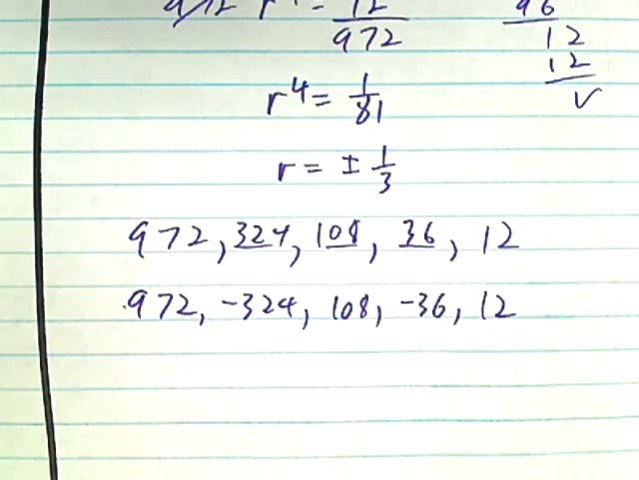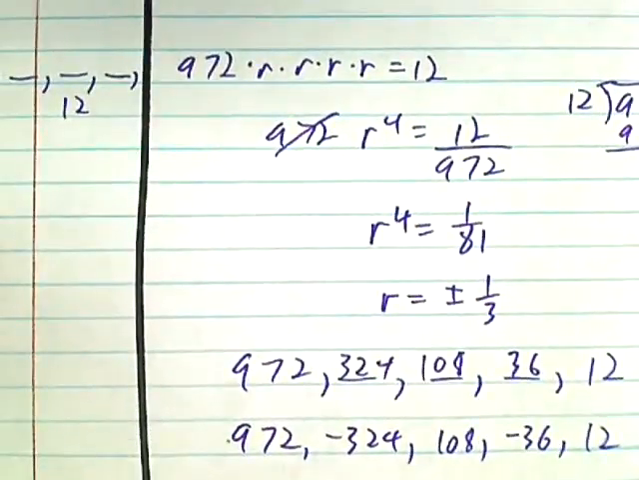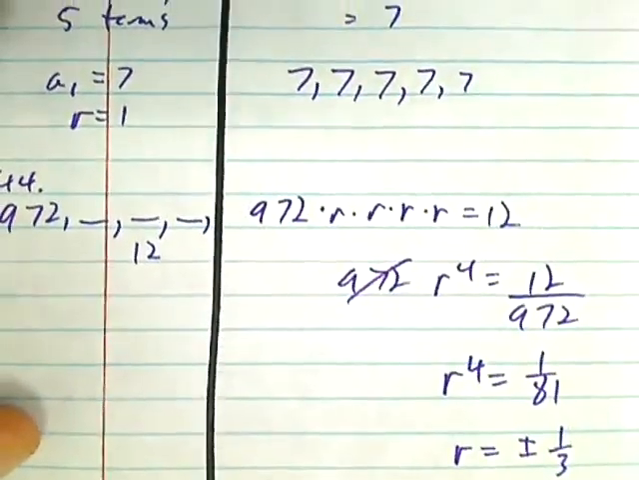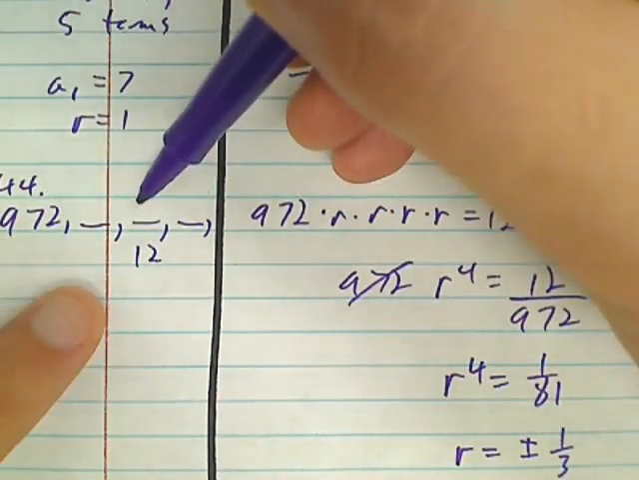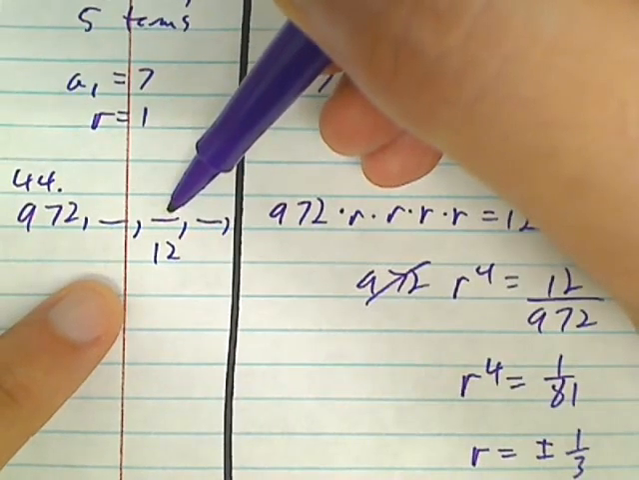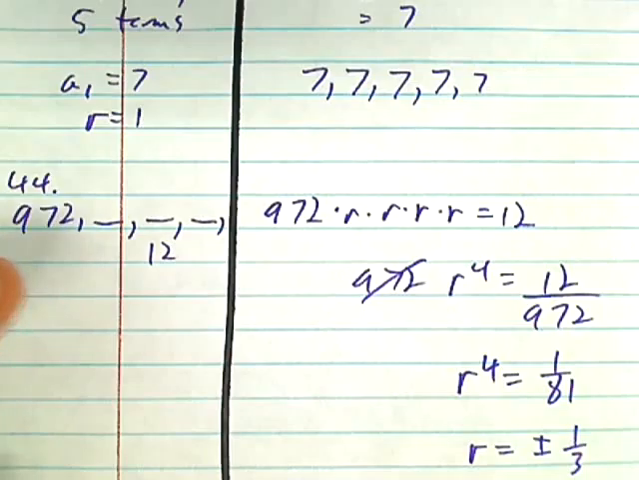You also could do this using the geometric mean. They kind of hint at that. And what you would have to do, well, you have to multiply the two numbers and take the square root, and that will give you the middle number here. So if you took 972 times 12 and then took the square root, that will give you the middle number here. I don't think that's much faster in this case. I prefer my fractions here.